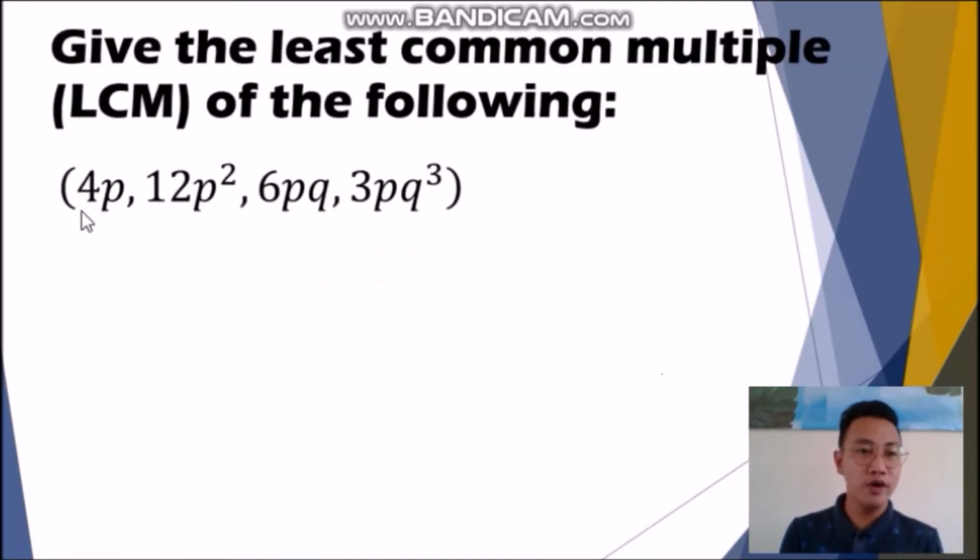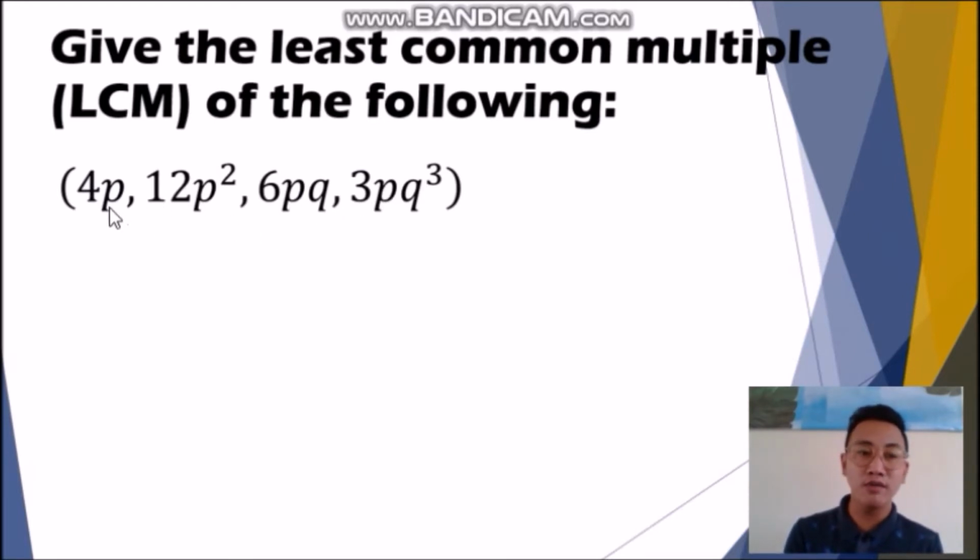First, 4p, 12p squared, 6pq, and 3pq cubed. Oh, that's difficult. No. Here's the trick. Look first at the numerical coefficients: 4, 12, 6, and 3. Now think of the LCM of those numbers, 4, 12, 6, and 3. Alright, that's correct. That's 12, because 12 can be divided by these numbers.